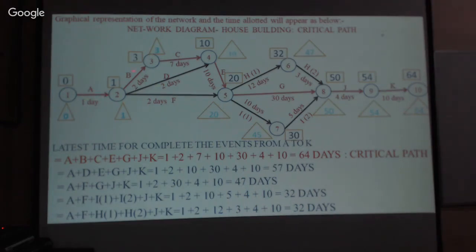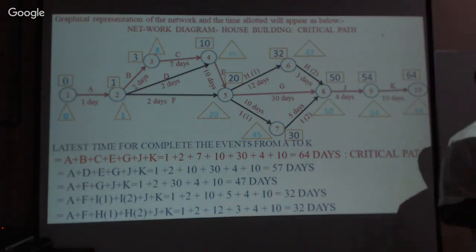Now that is A, B, C, E, then G, J, K. Now this is the critical path. We have other paths also, that also can be worked out. There are paths like this; we can calculate that also. But here, this is the 64 days. This is the critical path: A, B, C, E, G, J, K. This is how we can arrive at and calculate the critical path, and the number of days required to complete the project. Isn't it? This is the outcome.